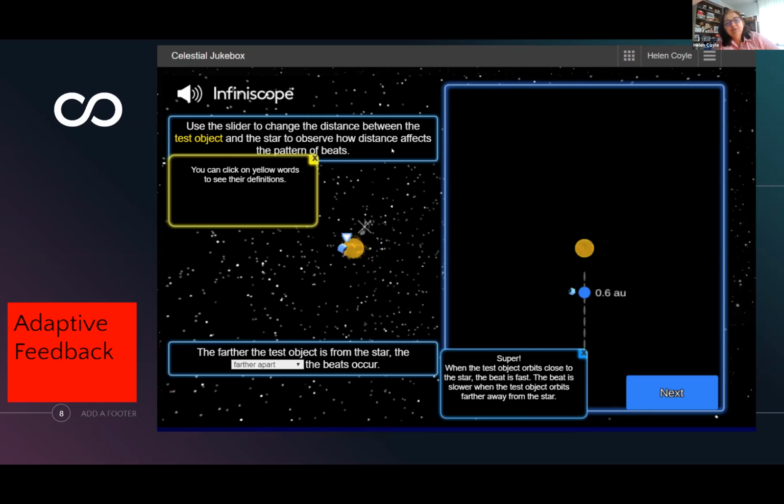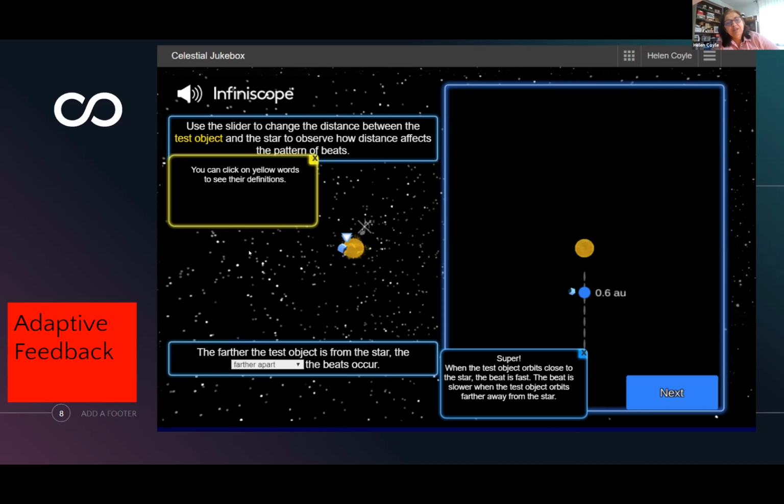As they're going through the little tasks, for example, this particular one, you had the star, which is this yellow, and you don't really see the planet, but the planet would go around and around like this. And as soon as it was at the transit location, the thing would beep. You kind of, quote unquote, hear the frequency of the beep. And then you were told, okay, now change the distance and see what happens.